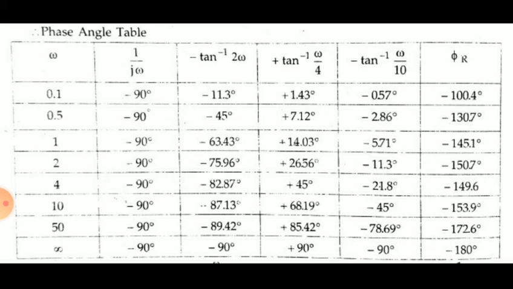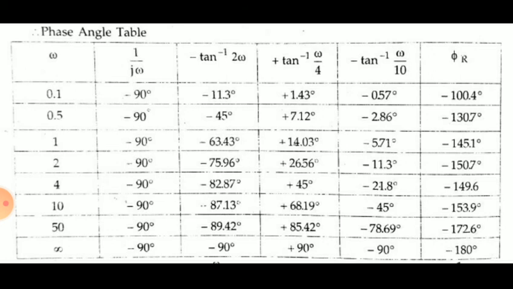So at the top, the different formulas to calculate the phase angles are given, and the resultant phase angle for different frequencies, or for a particular frequency, you can calculate by adding all the phase angles at that particular frequency. Now for the first column, that is frequency, select any two values in every decade for omega. You can select any values in every decade. So I have selected 0.1, 0.5, then 1, 2, 4, 10, 50 and infinity.